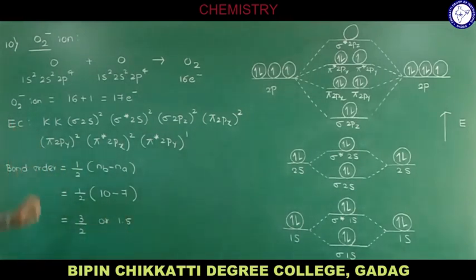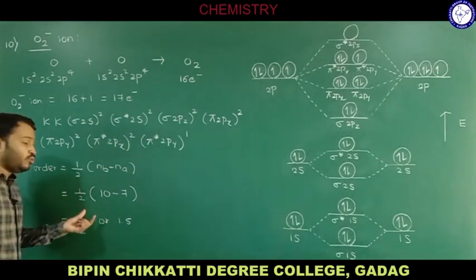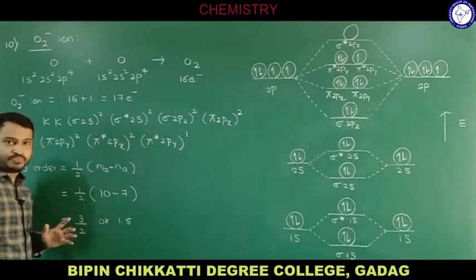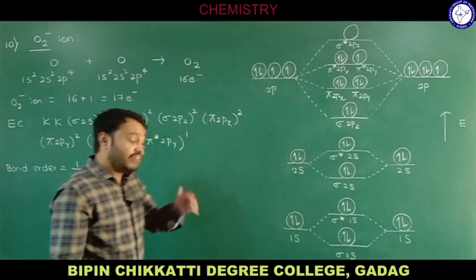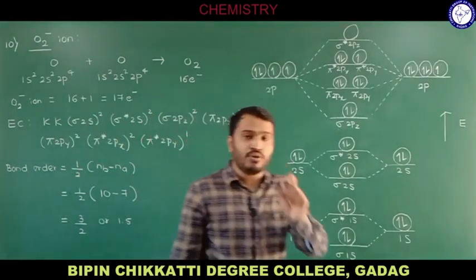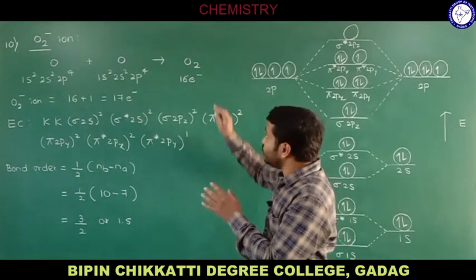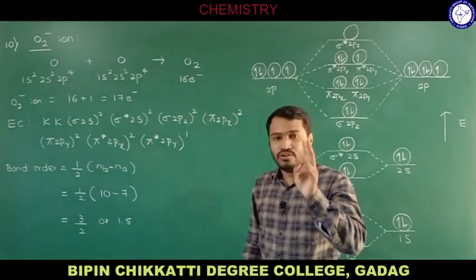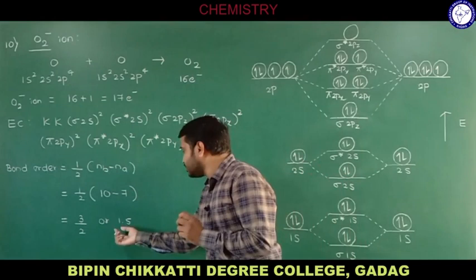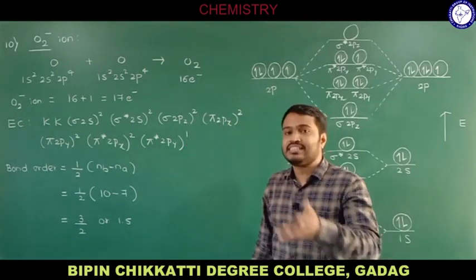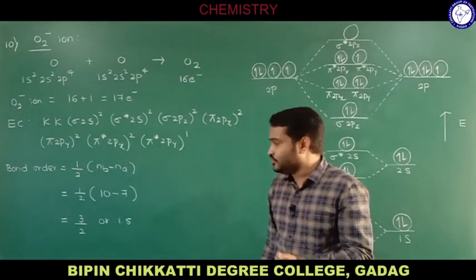That is the bond order of O2 minus. O2 minus bond order is 3 by 2. Remember that for the previous one, O2 plus, the bond order was 5 by 2, and here it is 3 by 2. For the oxygen molecule the bond order is 2, and for O2 minus it is 1.5, less than 2, so less reactive or less energy, you can say.